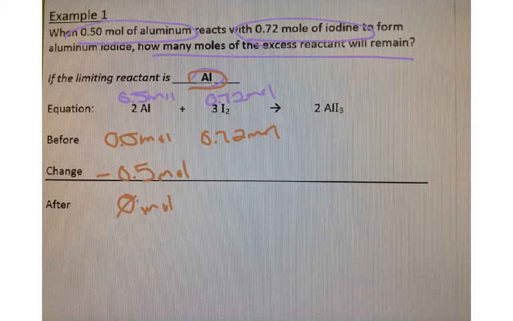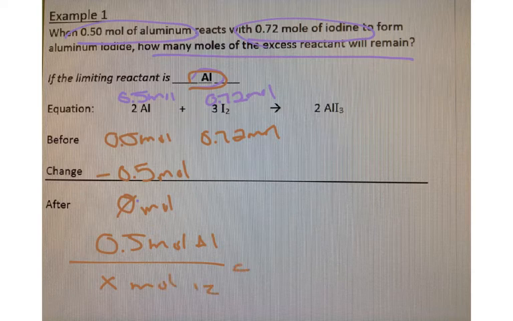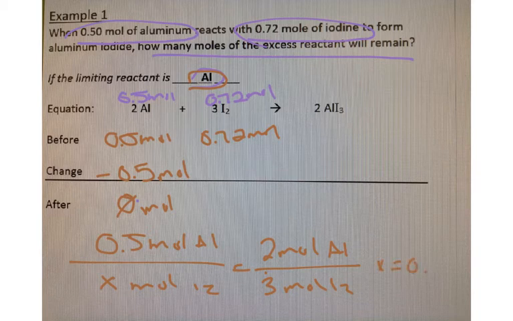So I'm going to need to set up a proportion. So I've got 0.5 moles of aluminum, okay, and I'm trying to figure out what would my C, or my change, be for iodine in that situation if I lost 0.5 moles of aluminum. So I'm going to set up my proportions using the molar ratio. So therefore it would be 2 moles of aluminum for every 3 moles of iodine. When I cross multiply that, I get 0.75 moles.